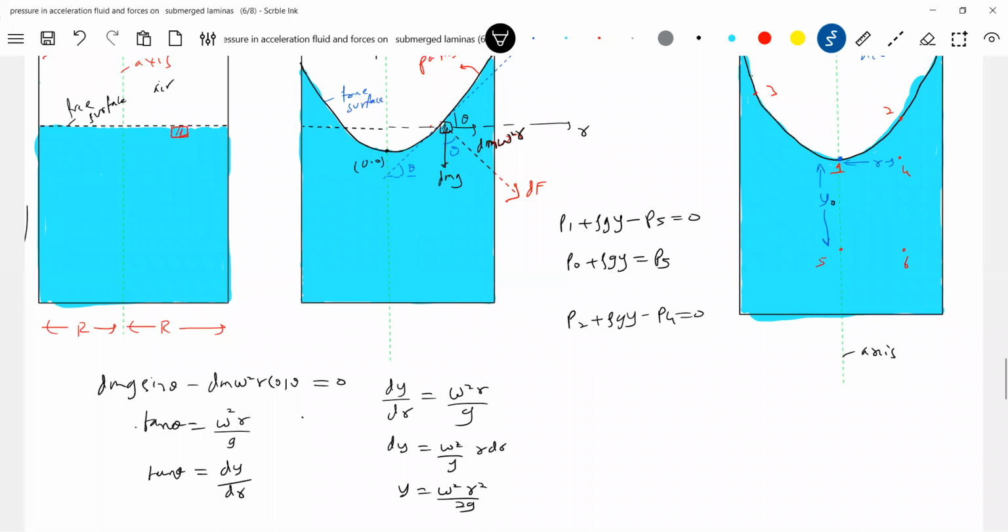Okay, this one. Y naught, alright. Let me take, this is Y. Two different distances are there, no? Shall we write this? P2 plus rho g y minus P4 equal to 0. What is the pressure at 2? P naught. And at what distance is the point 4? That radial distance r from the axis. So can I replace Y here using this formula?